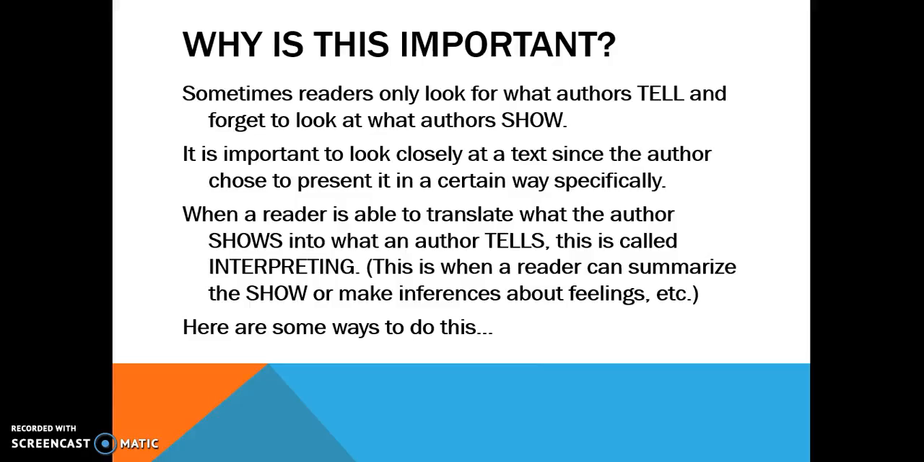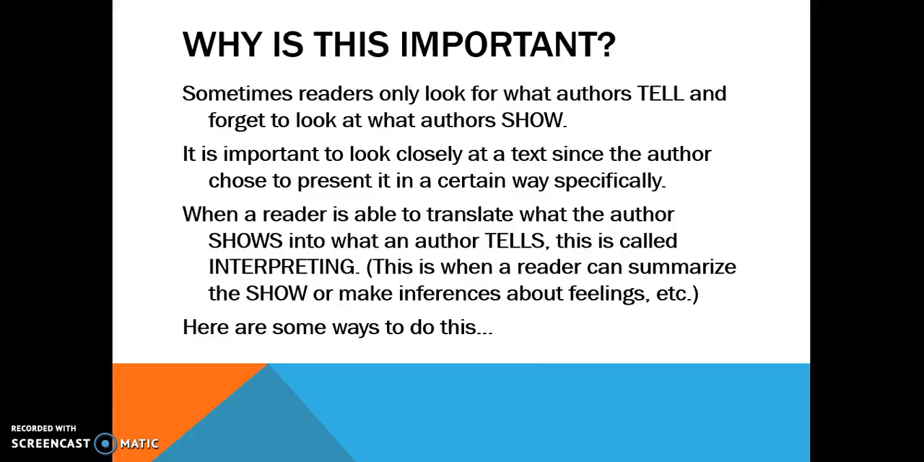So why is this important? Sometimes readers only look for what authors tell and forget to look at what authors show. There can be a lot hidden in character descriptions, physical actions, physical descriptions of a town, and you need to be able to figure out what's going on. So it's important to look closely at a text since the author chose to present it in a certain way specifically. When a reader is able to translate what the author shows into what an author tells, it is called interpreting. So when you can summarize the show and make inferences about feelings, etc., you are interpreting a text.